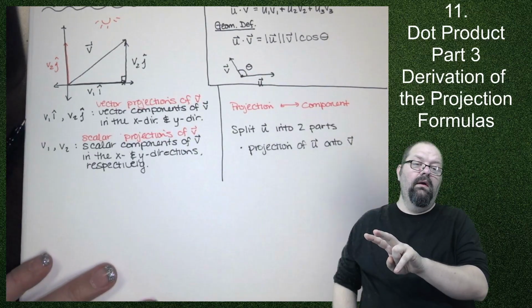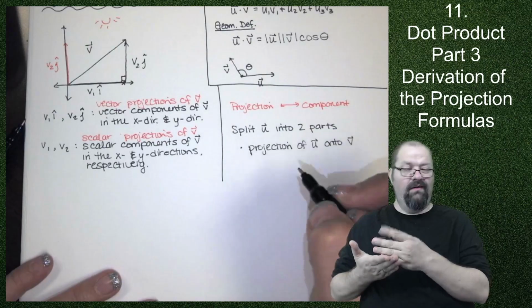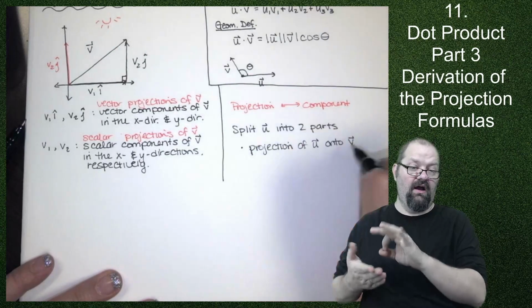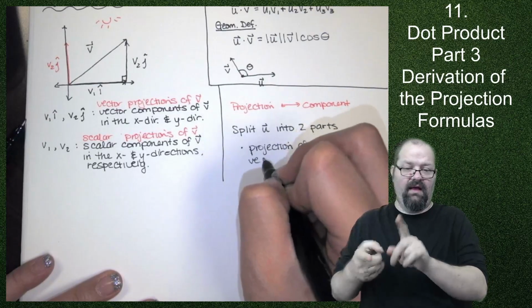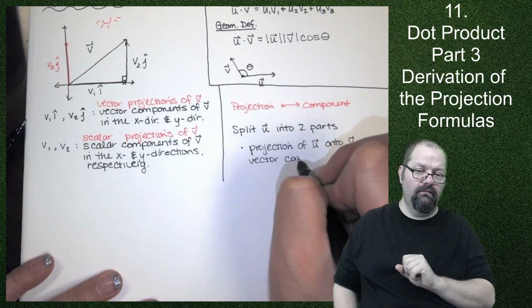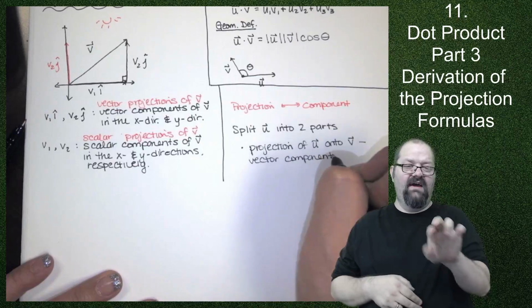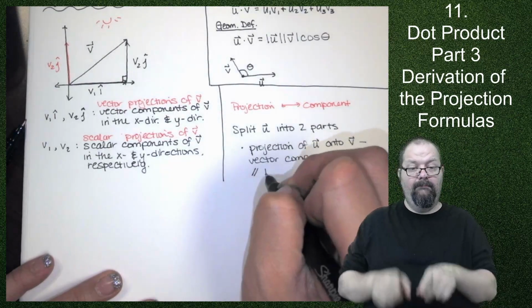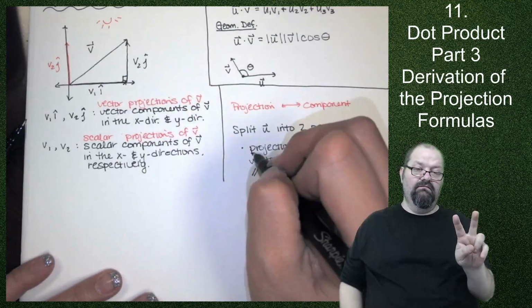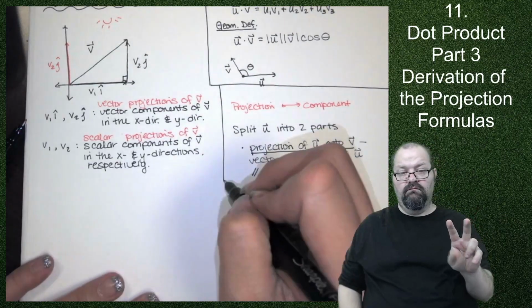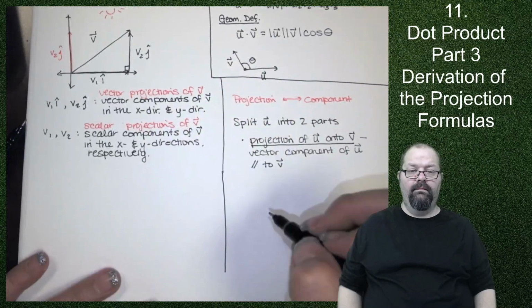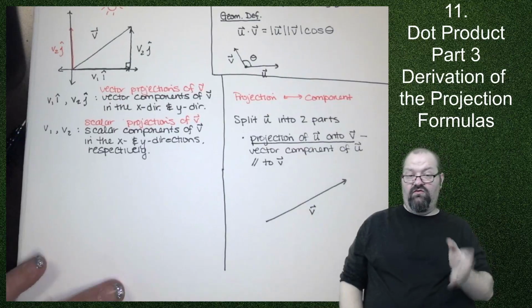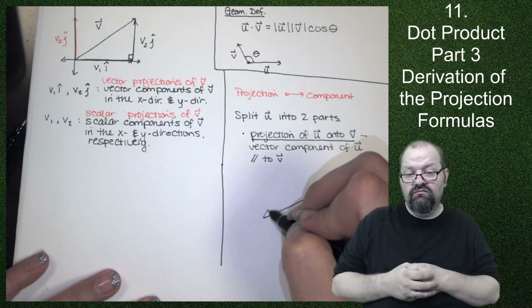And this is the part, or the vector part of U that's parallel to V. And we could call it the vector component of U parallel to V. So maybe this is our vector V. It's kind of long. And here's our vector U.